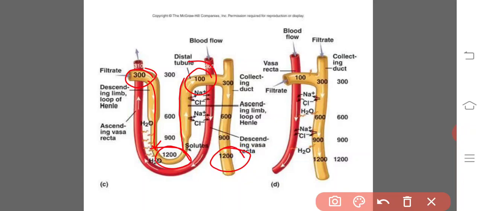Okay, now in the countercurrent mechanism which is formed in the Henle's loop, there will be a major role played by the collecting duct. Why? Because the collecting duct is also arranged parallel to the ascending limb. Both of them are parallelly arranged, but the solution flow is somewhat opposite.